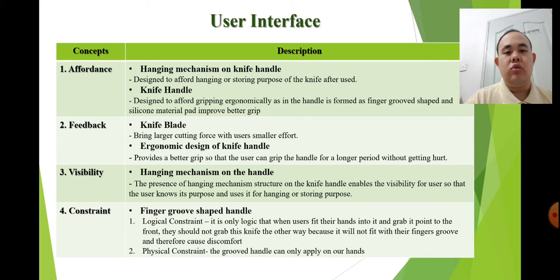The fourth one will be constraint. The constraint is set at the finger groove shape handle. The first constraint will be logical constraint. It is only logical when the user fits their hands into it and grabs it, pointing to the front. They should not grab this knife the other way because it will not fit with their finger grooves and therefore cause discomfort. The second one will be physical constraint. The groove handle can only apply to our hands instead of other body parts.